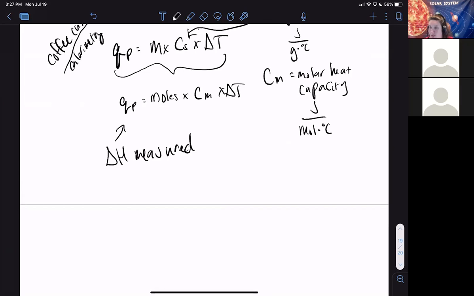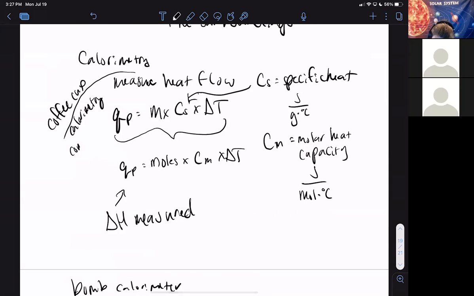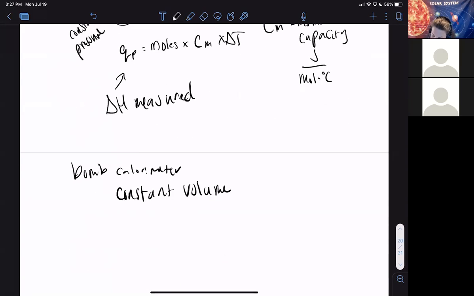A calorimeter is used. So we have a coffee cup calorimeter. We also have a bomb calorimeter. With a bomb calorimeter, we have a constant volume. So coffee cup, this is constant pressure. But with bomb calorimetry, we are looking at a constant volume. So we're no longer looking at enthalpy. We're actually measuring our internal energy.